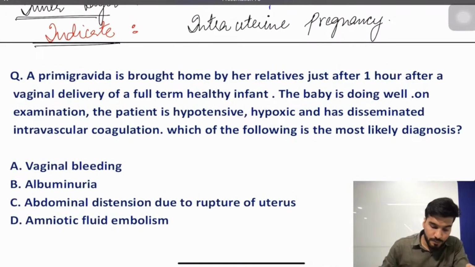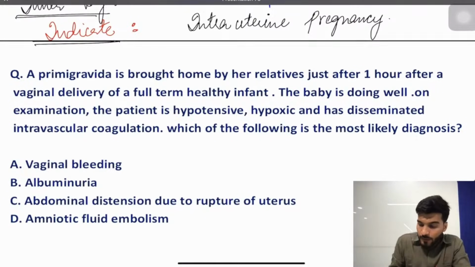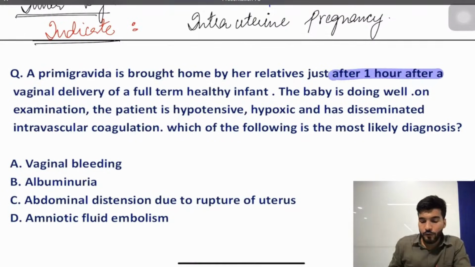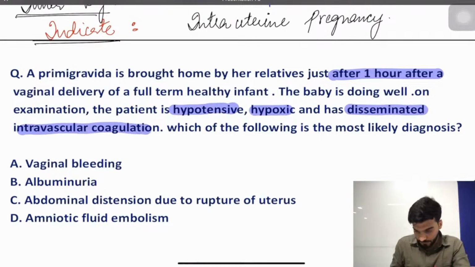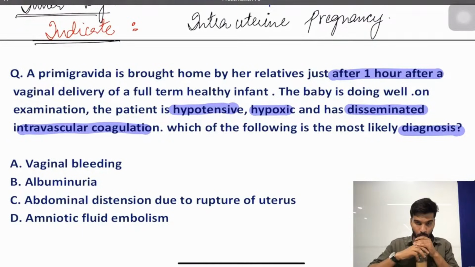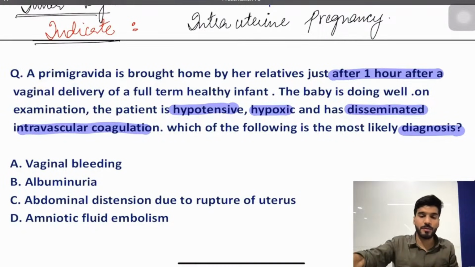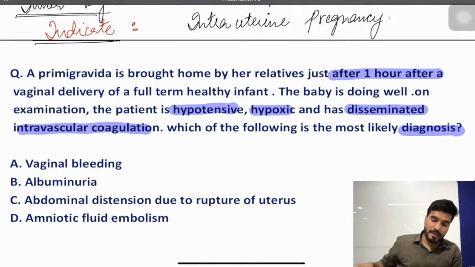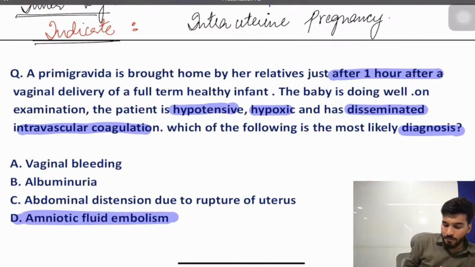A primary gravida is brought home by her relatives just after 1 hour of the vaginal delivery of a full-term healthy infant. The baby is doing well. On examination, patient is hypotensive, hypoxic and having disseminated intravascular coagulation. What is your most likely diagnosis? So this is a classical triad of hypoxia, hypotension and coagulopathy. What will be your answer for this particular question? So answer is going to be D, amniotic fluid embolism.